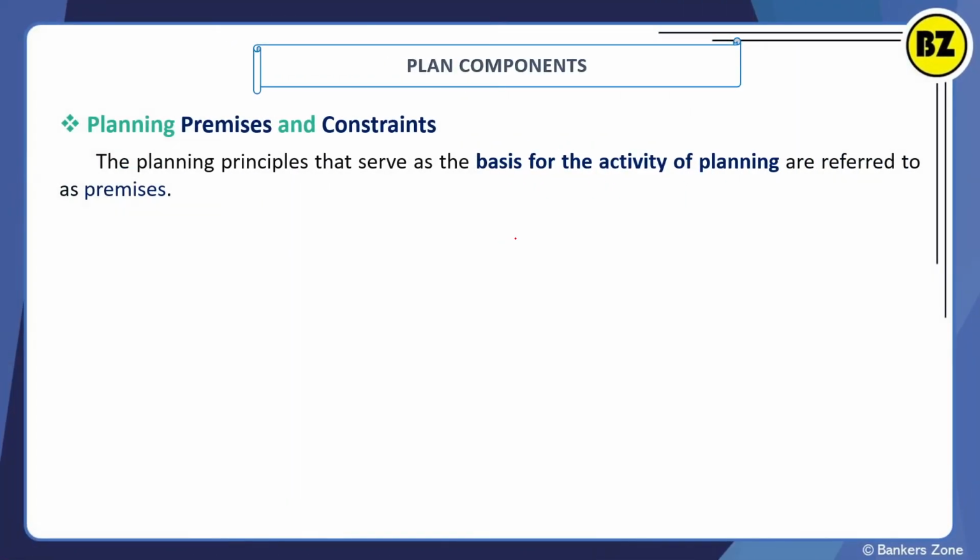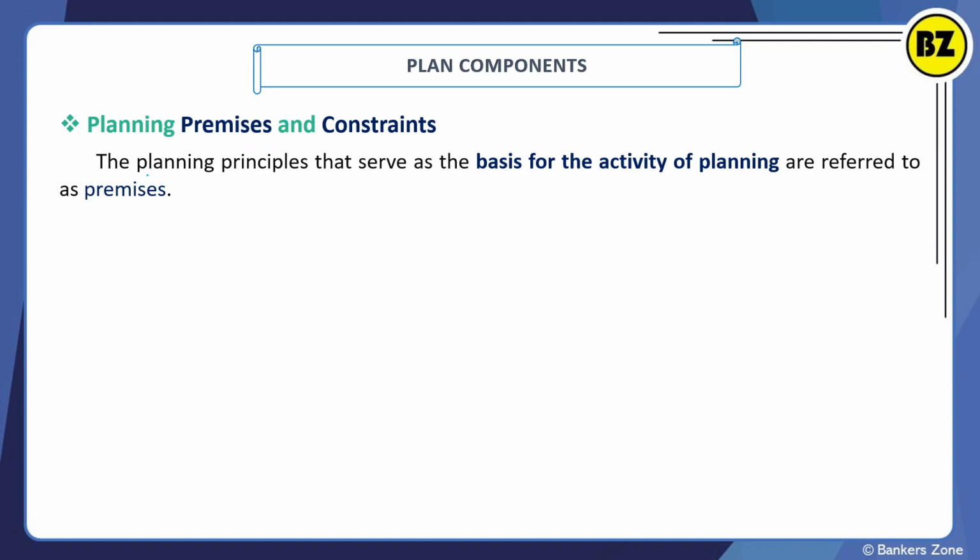Now see, planning premises and constraints. Friends, we have already discussed this in the previous session. What do you mean by premises? Premises means the assumptions you are making. And constraints means the obstacles you have, simply. So recall, I have already told you previously, premises here refer to the assumptions in the businesses.